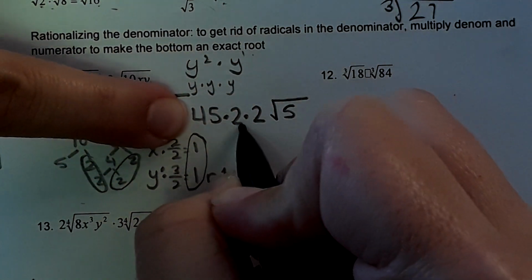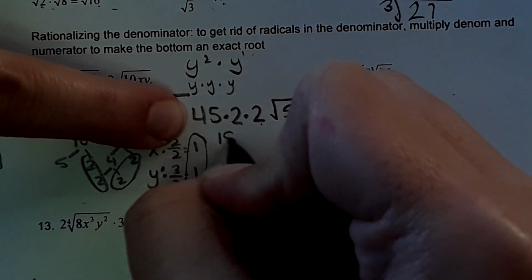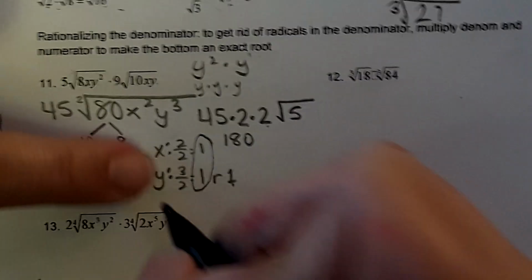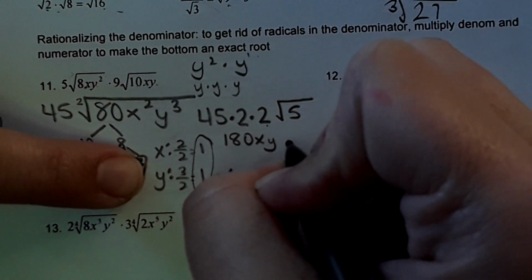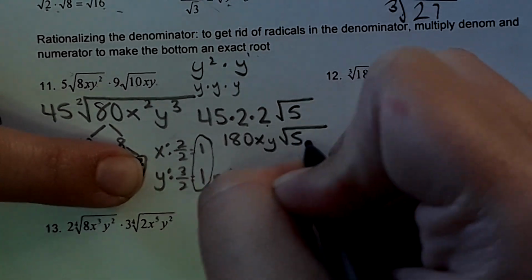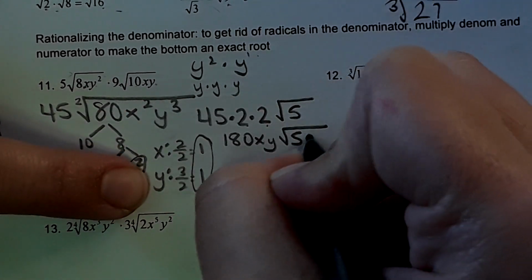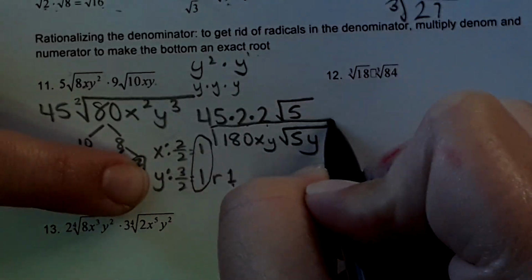So 45 times 2 is 90. 90 times 2 is 180, so I'm just going to write that as 180. We have an x and a y we're taking out. And then inside the house will be 5 and 1 y. And we're done.